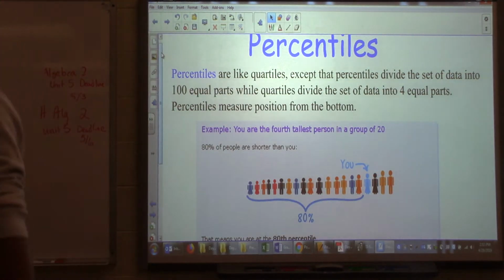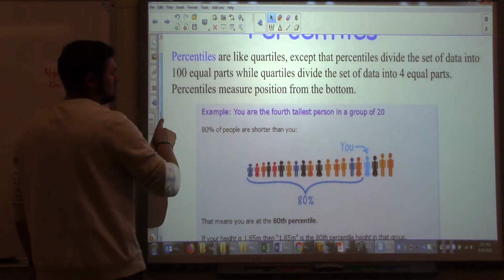Words are really tough. Percentile is really telling us how many people are at or below us. How many people are we better than, basically. Alright? So, you're the 4th tallest person in a group of 20.